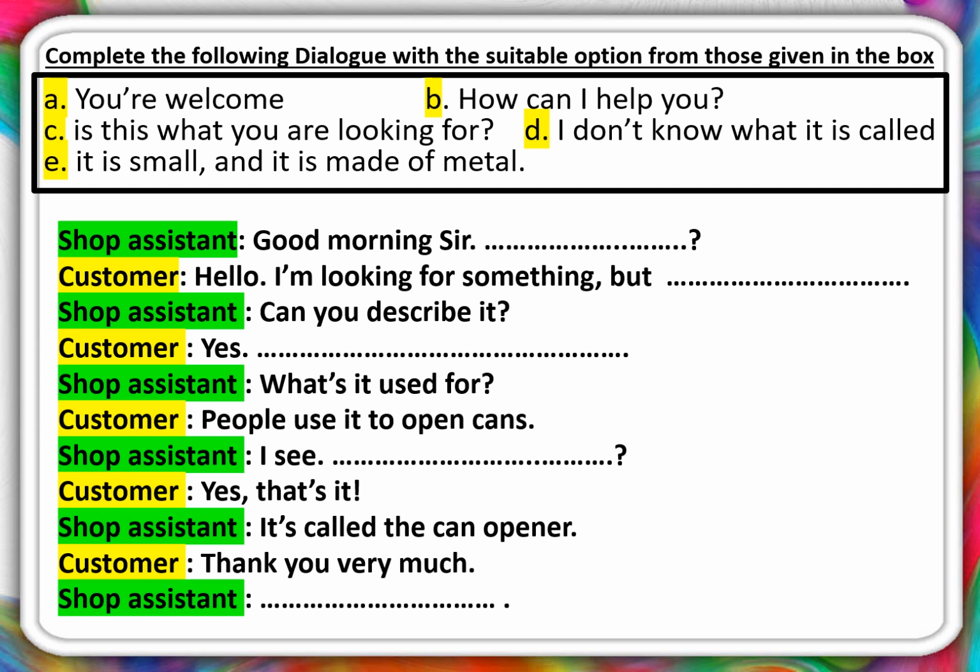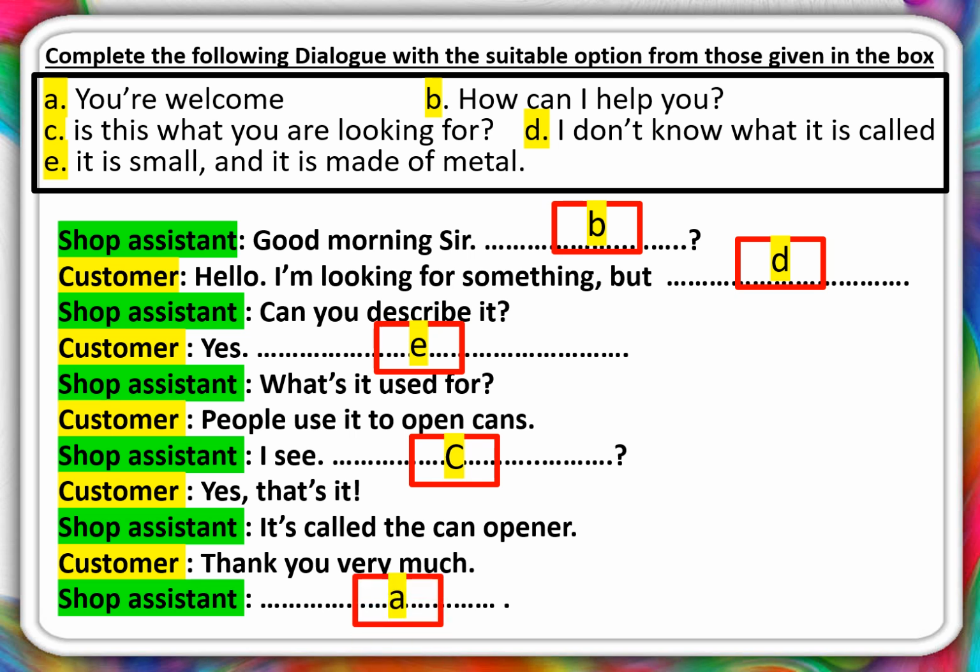Good morning, sir. How can I help you? Hello, I'm looking for something, but I don't know what it is called. Can you describe it? Yes, it is small and it is made of metal. What is it used for? People use it to open cans. I see. Is this what you are looking for? Yes, that's it. It's called the can opener. Thank you very much. You are welcome.